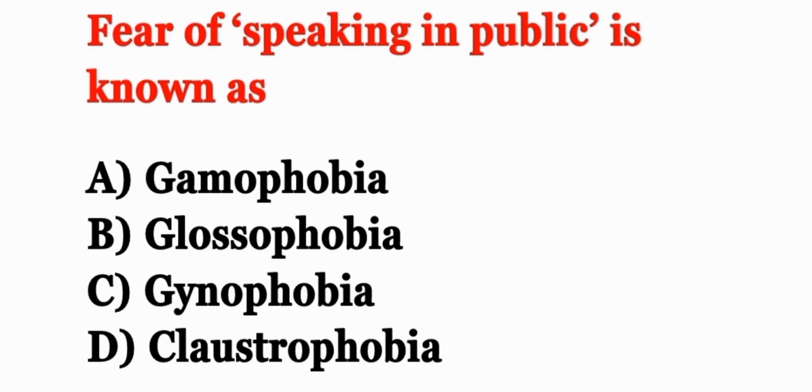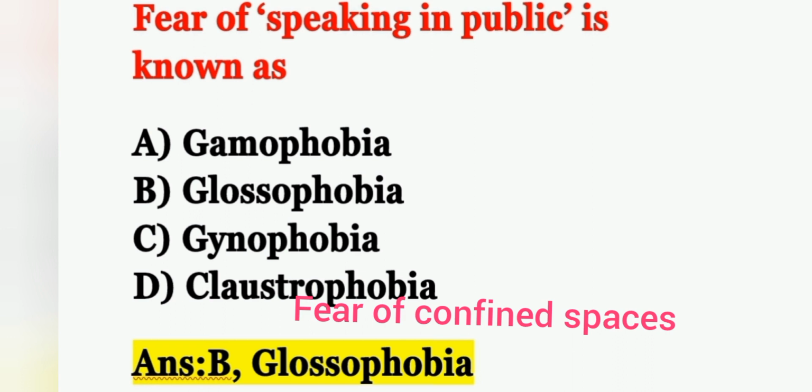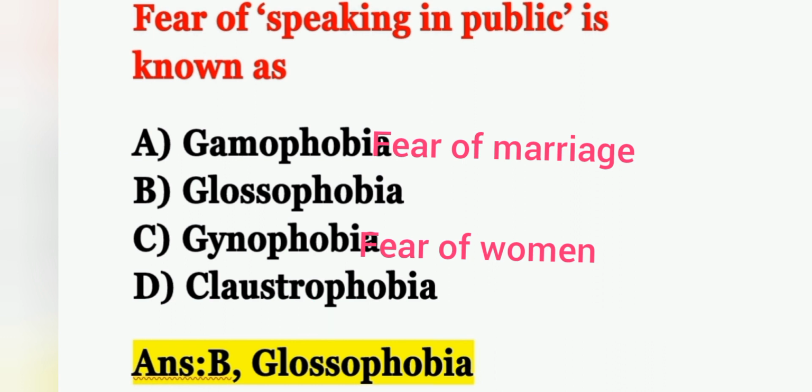The next question, fear of speaking in public is known as. Option A gamophobia. Option B glossophobia. Option C gynophobia. Option D claustrophobia. Fear of speaking in public is known as glossophobia. Option B is the correct answer. Gamophobia is fear of marriage. Gynophobia means fear of women. Claustrophobia means fear of confined spaces. Okay, here fear of speaking in public is known as glossophobia.